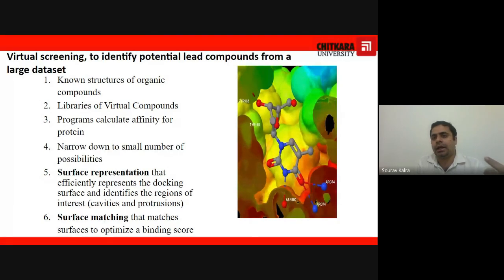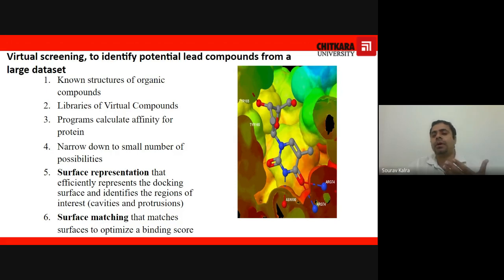ChEMBL, the chemical biology of interest. So these are some of the databases that are present with us, and we can use these databases for virtual screening. In virtual screening we can have the known structure of the organic molecules.